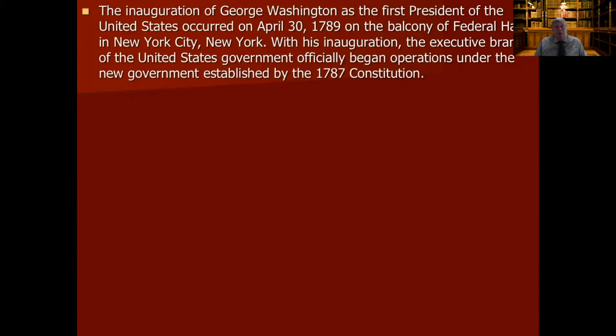The inauguration of George Washington as the first president of the United States came on April 30th of 1789 on the balcony of Federal Hall in New York City, New York. With his inauguration, the executive branch of the United States government officially started operating under the new government established by the 1787 Constitution.